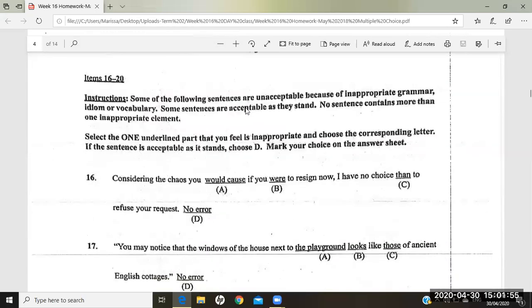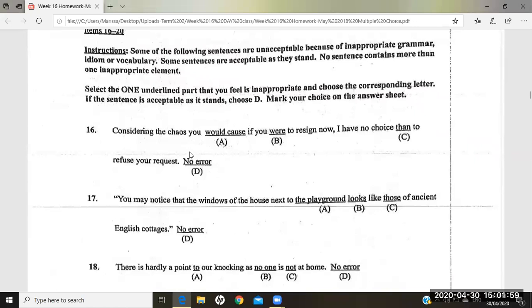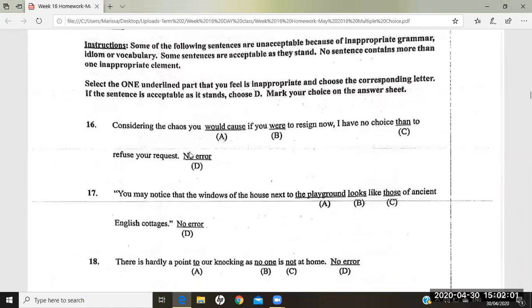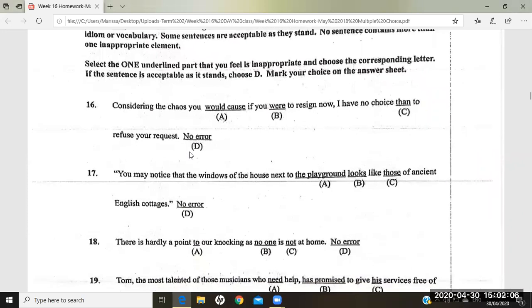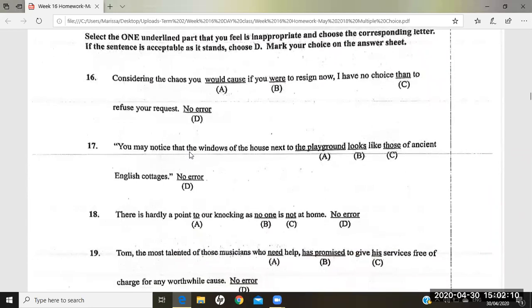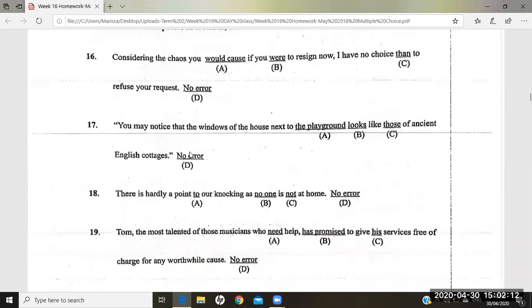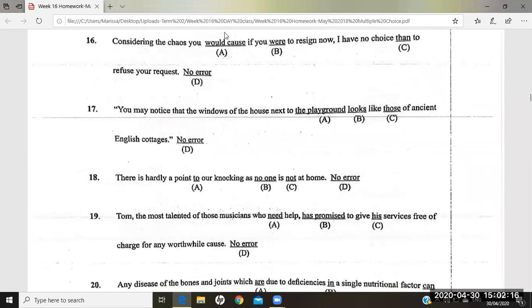Numbers 16 to 20. It says some of the following sentences are unacceptable because of inappropriate grammar, idiom, or vocabulary. Some sentences are acceptable as they stand. No sentence contains more than one inappropriate element. You have to select the one underlined part that you feel is inappropriate, or you could choose D, no error.